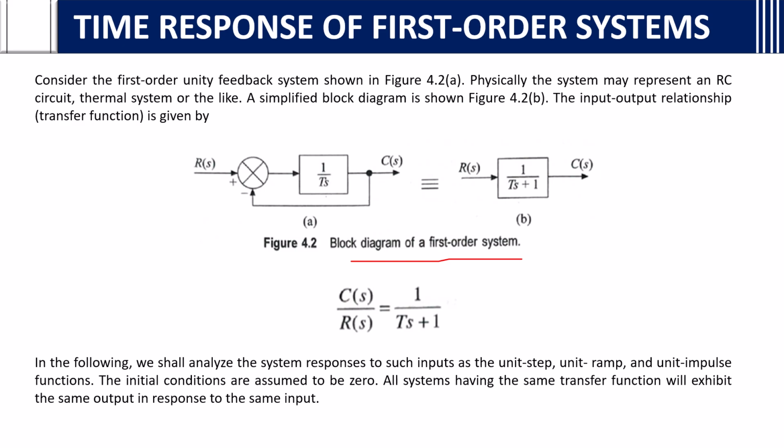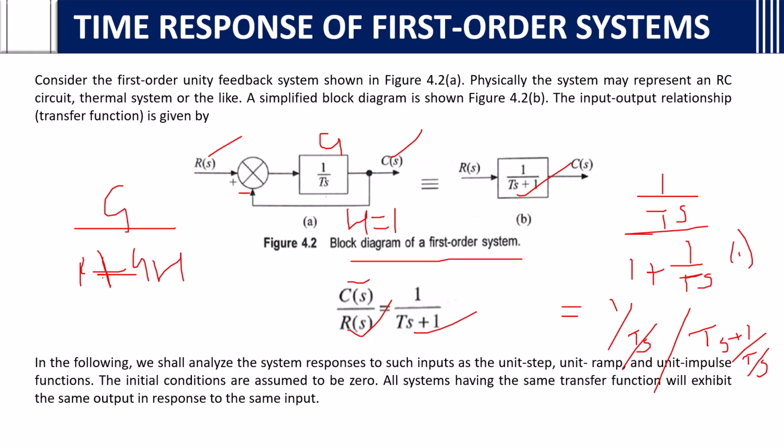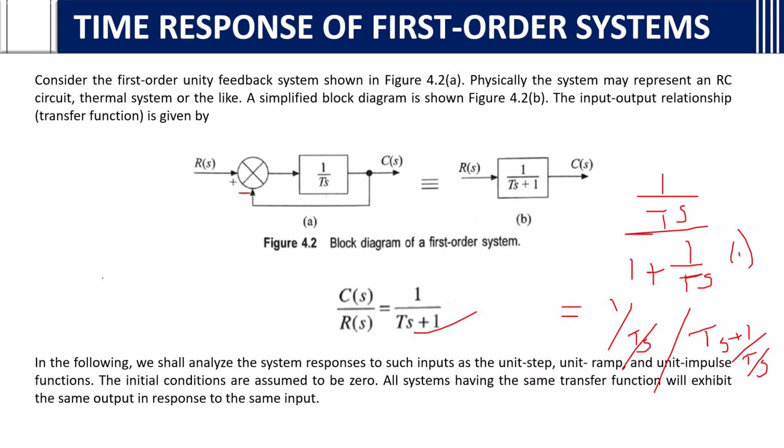You know that in module 3 we've already studied the transfer function, output by input, that is C of s by R of s. In this block diagram, if you consider this as G and H equals 1, you can write G by 1 plus GH. Why? Because here it is negative feedback, so you take it as plus: 1 plus GH. If you substitute that, what do you get? 1 by Ts divided by 1 plus 1 by Ts, as H is 1. If you calculate this, you get 1 by Ts divided by (Ts plus 1) by Ts. The Ts gets cancelled. The answer you get is 1 by Ts plus 1. This is the transfer function of the example that is taken here.